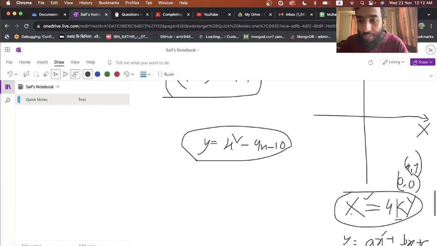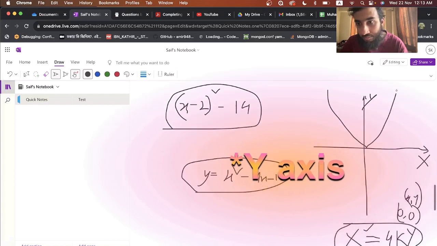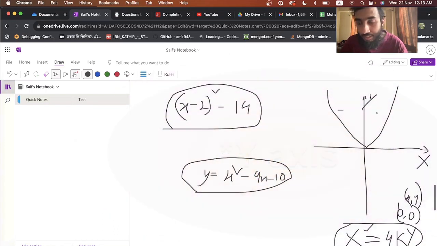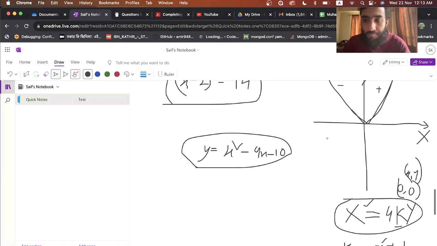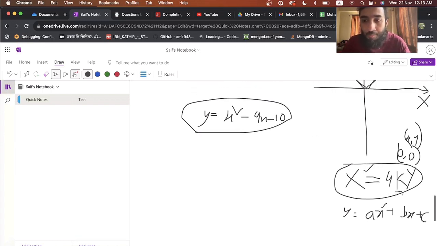The parabolic equation will look something like this, because x has the square, that means it will be symmetric about the y-axis, something like this, where this is the negative portion of the x and this is the positive portion of the x, going through the middle. This is the parabolic representation of this equation.